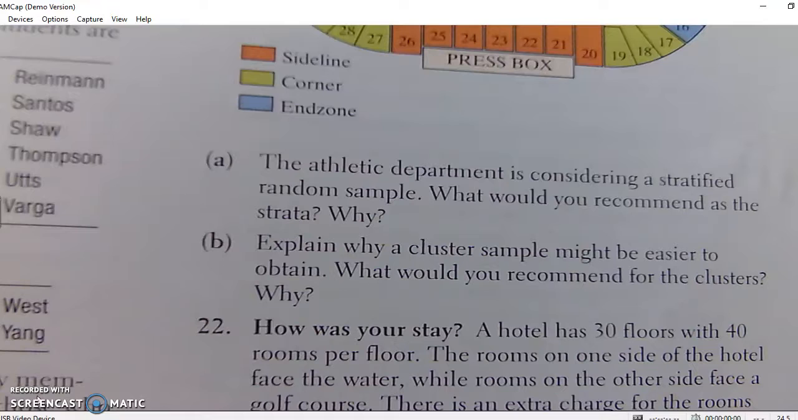Now the second question says, explain why a cluster sample might be easier to obtain. What would you recommend for the clusters and why? So again, take a moment, think about what your answers to this question before we come back together.